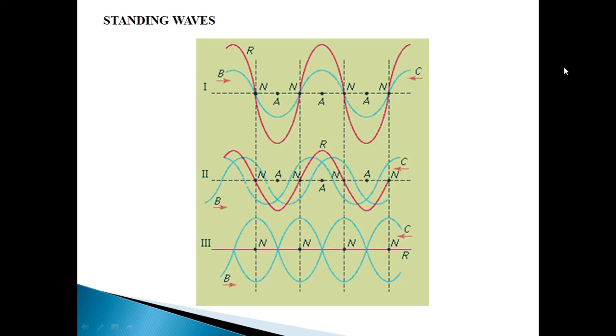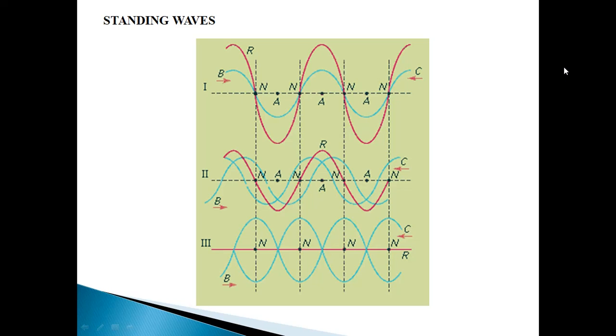In the third part, again you can see the wave B going towards the right and the wave C moving towards the left. There is a phase difference of pi, or 180 degrees, between them. It is an example of reflected waves.